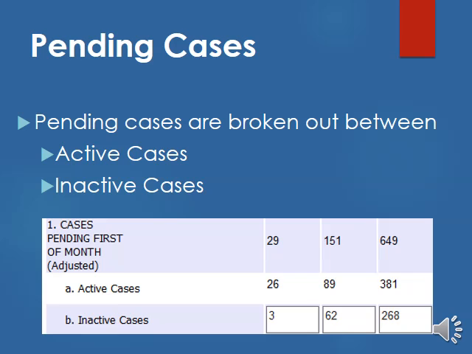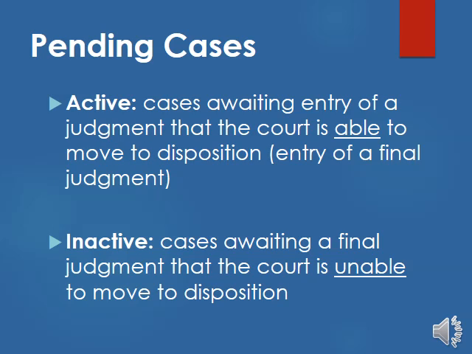Pending cases are separated between active cases and inactive cases. The total number of pending cases should equal the active pending cases plus the inactive pending cases. So let's go over the difference between an active case and an inactive case. Active cases are those cases awaiting a judgment that the court is able to move to disposition. In other words, there is nothing keeping the court from moving the case to a final judgment.